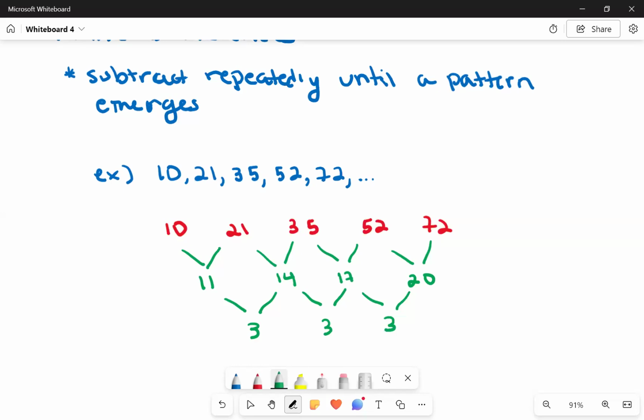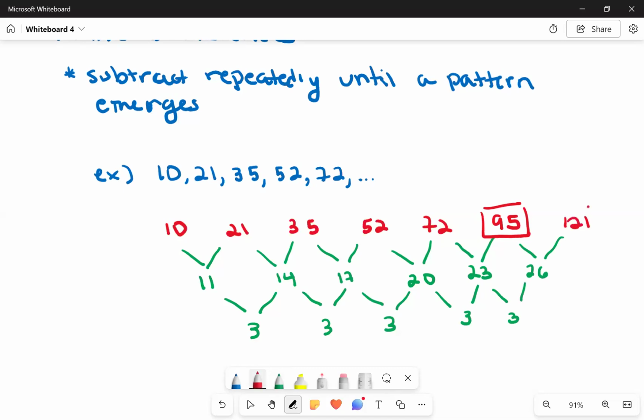So let's do it. If I did another 3, I'm going to build it up to get to the next number. That would give me 23. And then to get to the next number, I'm going to do 72 plus 23, which is 95. So that would be the next number in the sequence. Let's do it one more time. Adding 3 gives me 26. 95 plus 26 adds up to 121, and that is the next number in the sequence.